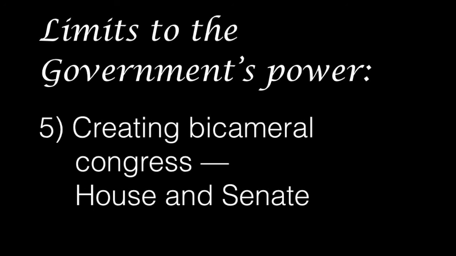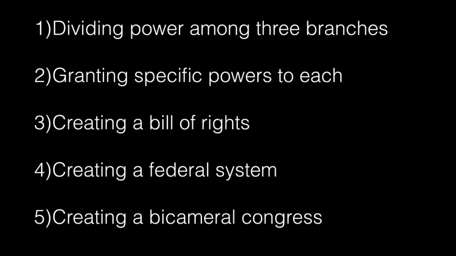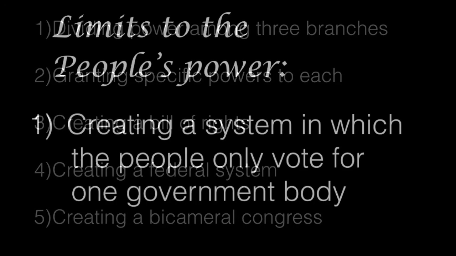But the power of Congress itself is divided into two different factions. So Congress can't get too powerful. So these were 5 different ways that the Constitution limits the power of government. And now we're going to talk about some ways that the Constitution limits the power of the people.